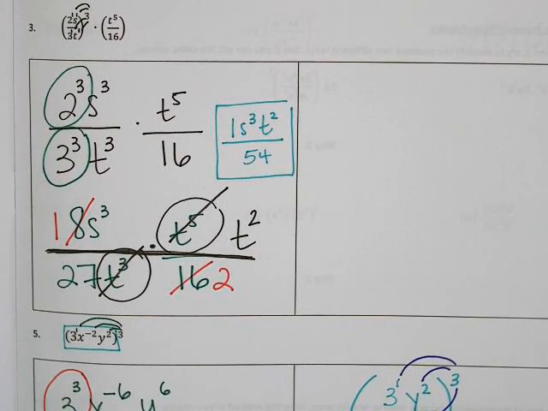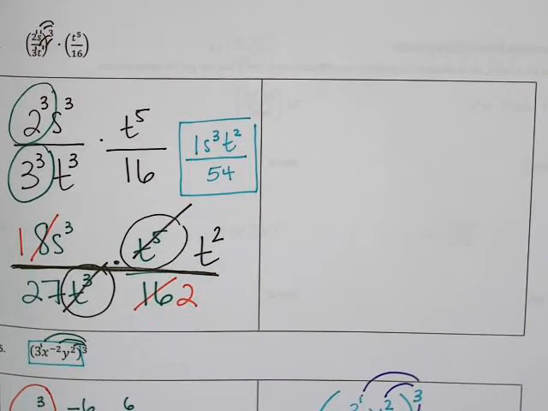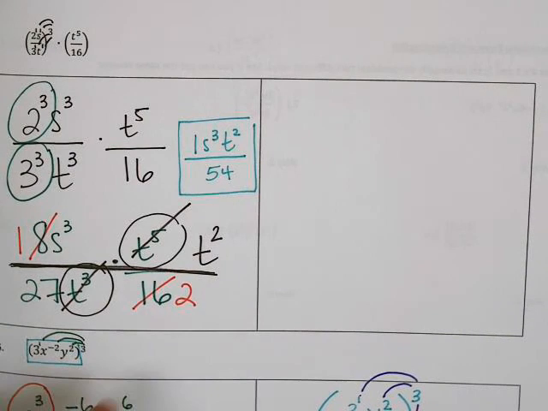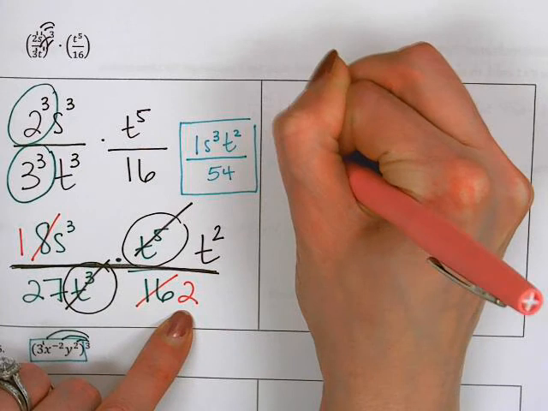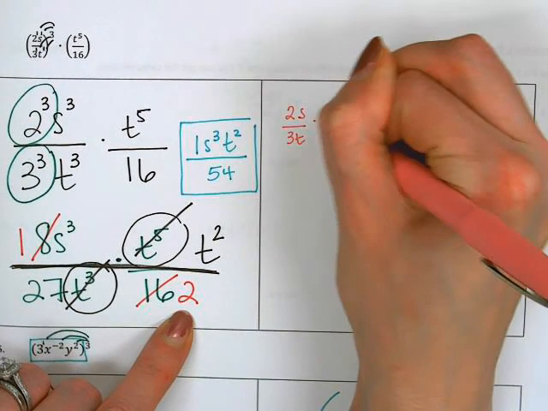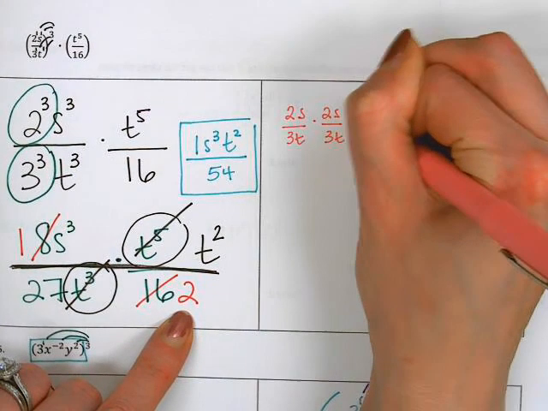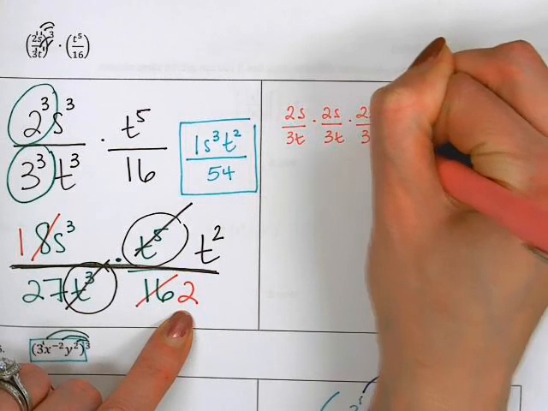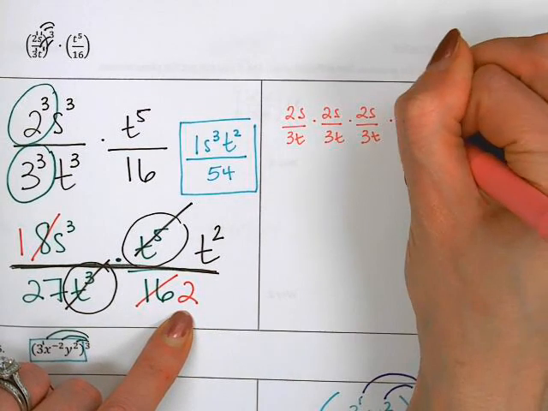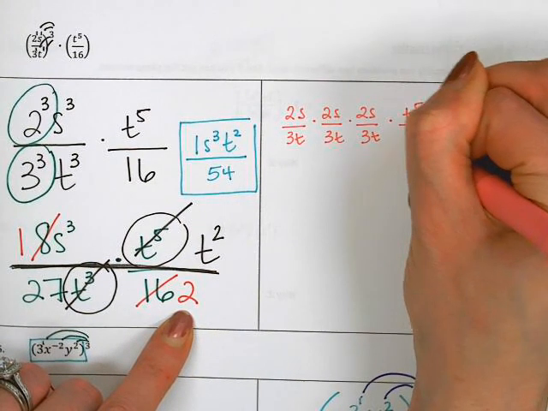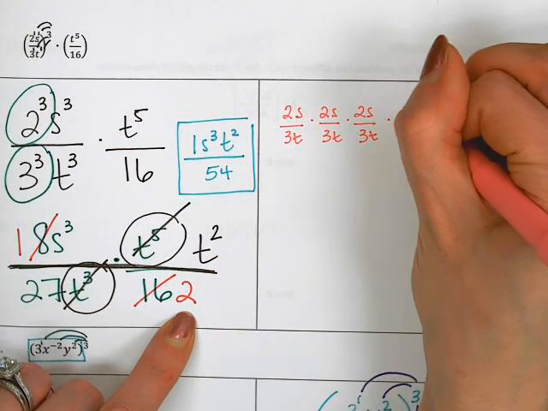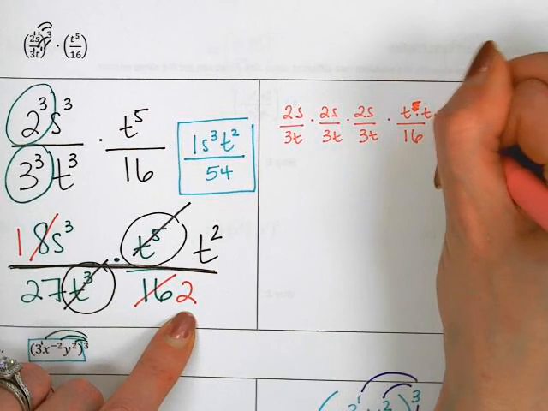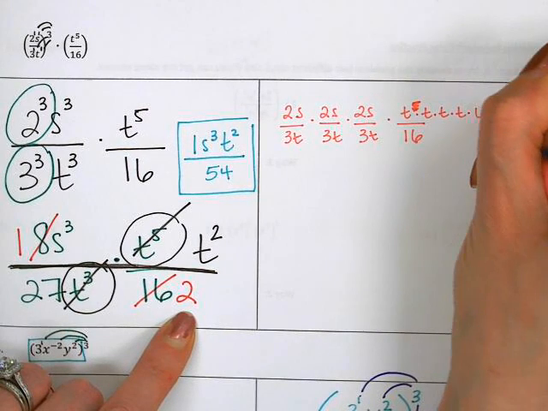If you guys still want to watch, I'll write it out the long way if that helps. So let's see. We have 2s over 3t. We have that 3 times. 2s over 3t, 2s over 3t, 3 times, and then we have a t5 over 16. But let's actually write it out. T to the 5th would be 5 of the t's.